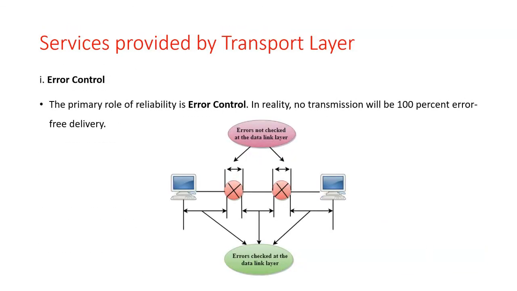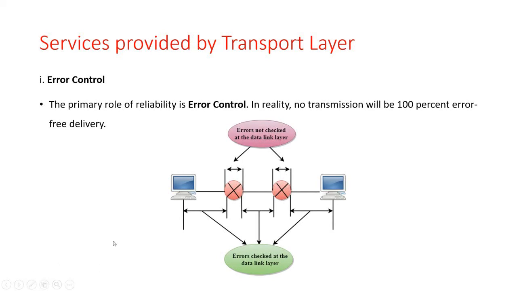So we discuss one by one, starting with error control in reliable delivery. The primary role of reliability is error control. In reality, no transmission will be 100% error-free. Therefore, the transport layer protocols are designed to provide error-free transmission. In the data link layer also, there is an error control mechanism for error handling. It ensures only node-to-node error-free delivery.